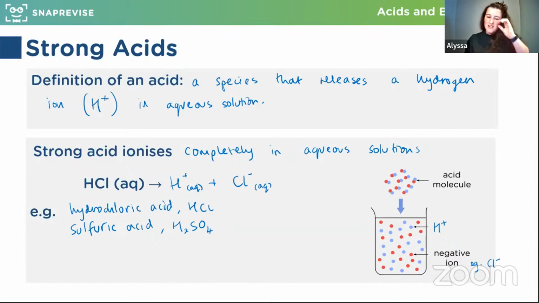Yes, well done, guys. It is nitric acid. Sorry, I think my thingy froze ever so slightly, so apologies if you lost me briefly there, but I'm back. So nitric acid, HNO3. If at any point you can't read my writing, please let me know.